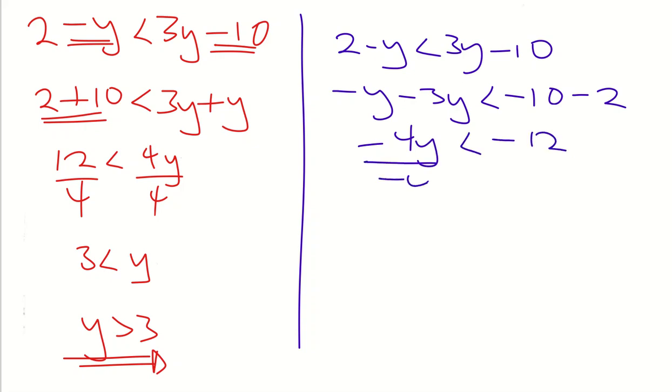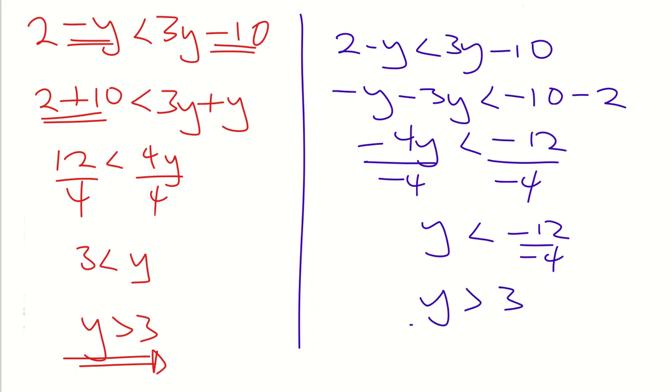If you divide both sides by negative 4, y is less than negative 12 divided by negative 4. The moment you divide by a negative number, your sign changes, and it will be y greater than 3, just like the first one.